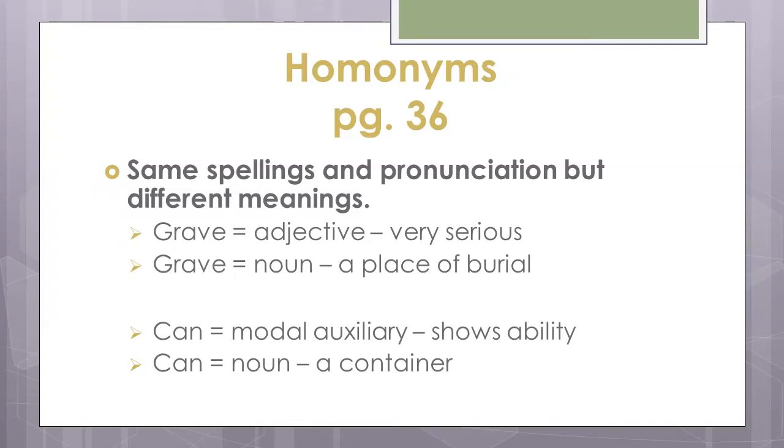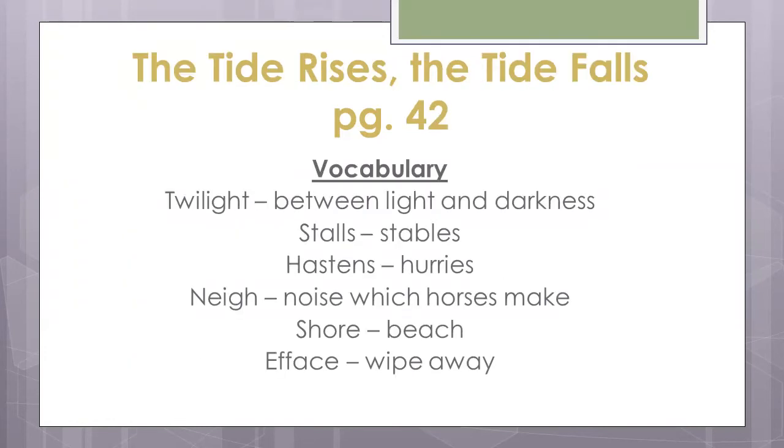One more example is can. Can is a modal auxiliary that shows ability. I can swim. The other can is a noun, a container. This is a can of fish. So these words are homonyms. We have many other examples of homonyms. You can recall them. Next section is vocabulary at page number 42.